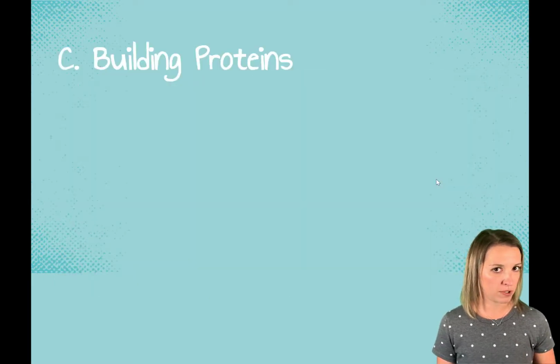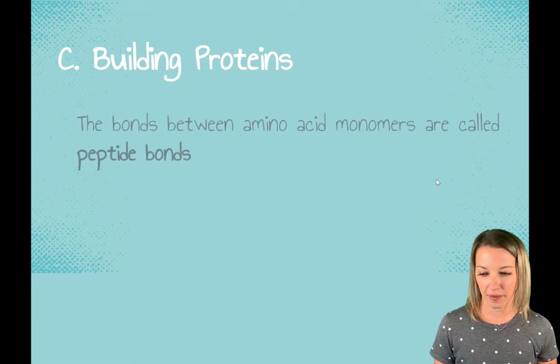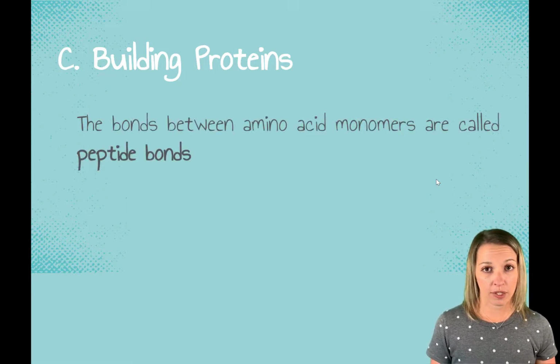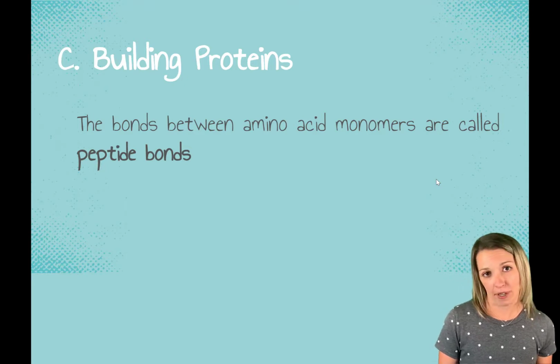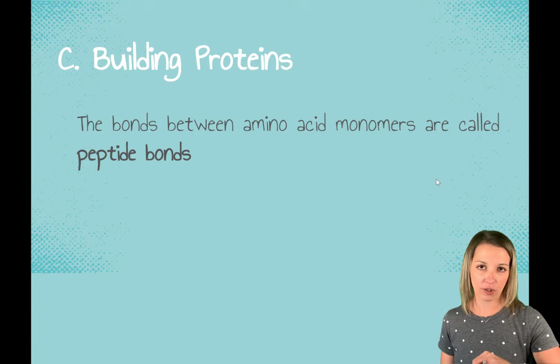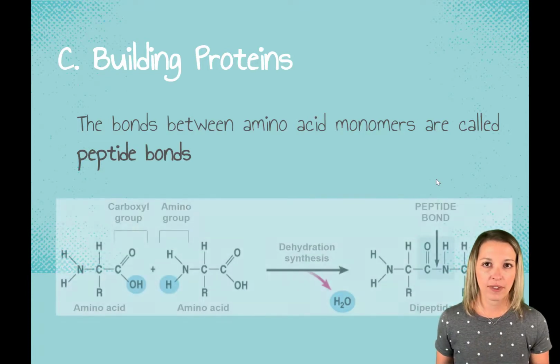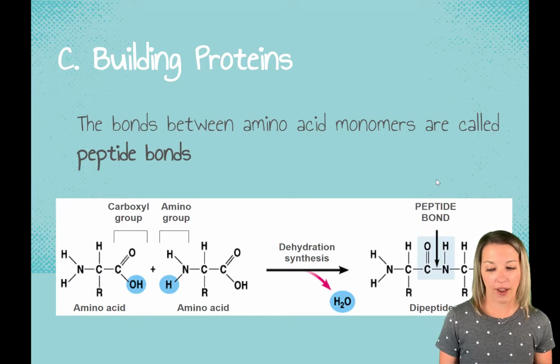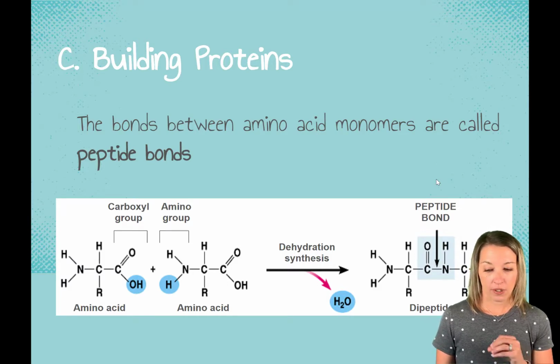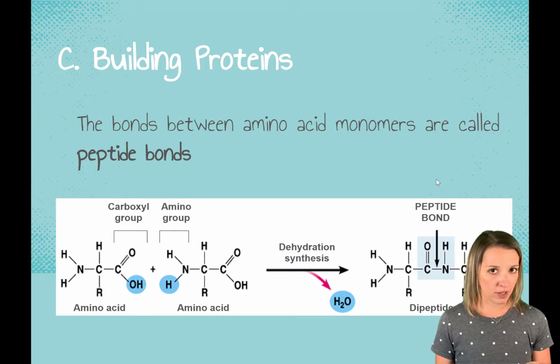When we build proteins, the process of polymerization of a protein, we create peptide bonds between each of these amino acid monomers. And the reason they're called peptide bonds is because our long polymer is a polypeptide. So you'll notice that you have two amino acids. Do you see the OH on one and the H on the other? What does that make? That makes water.